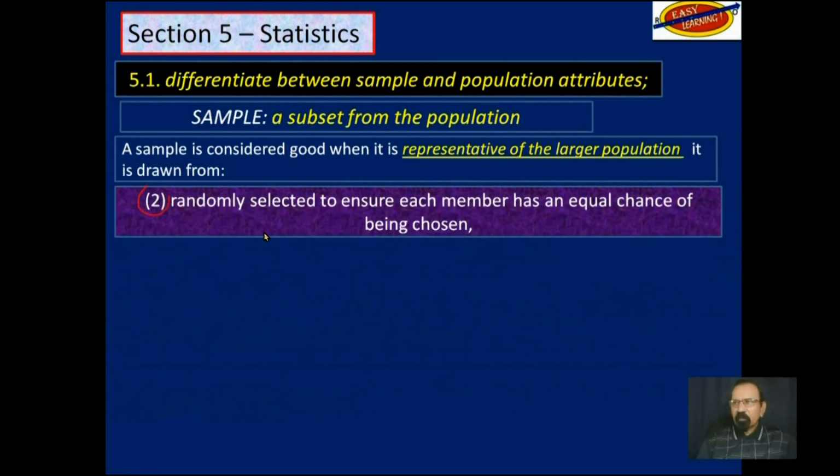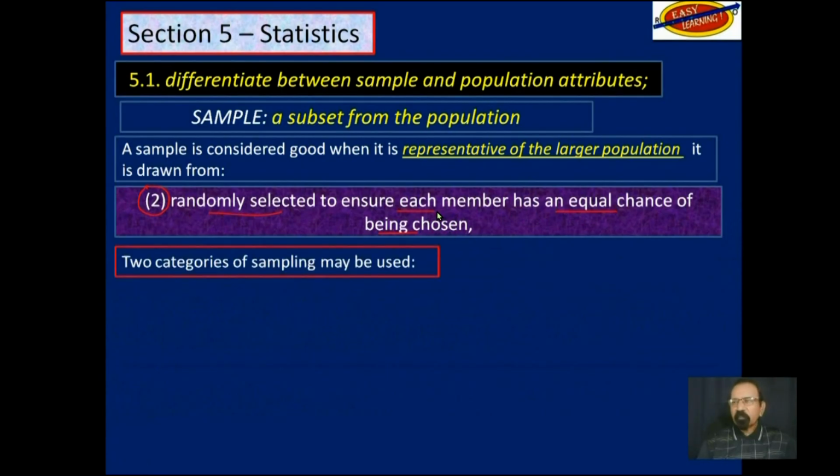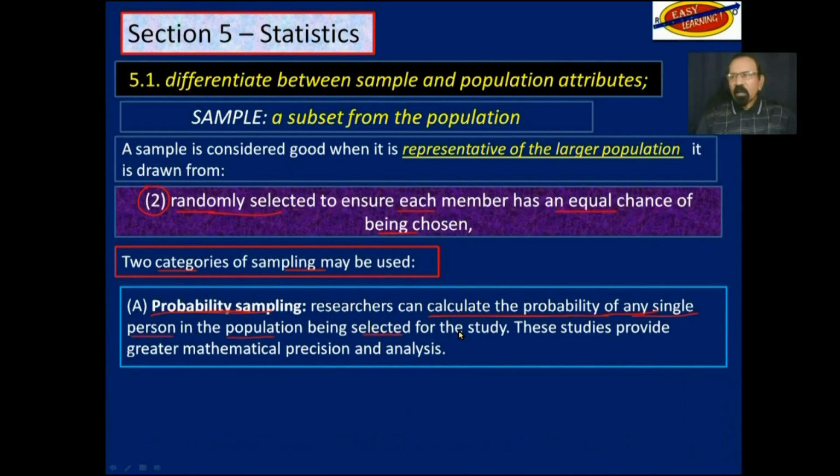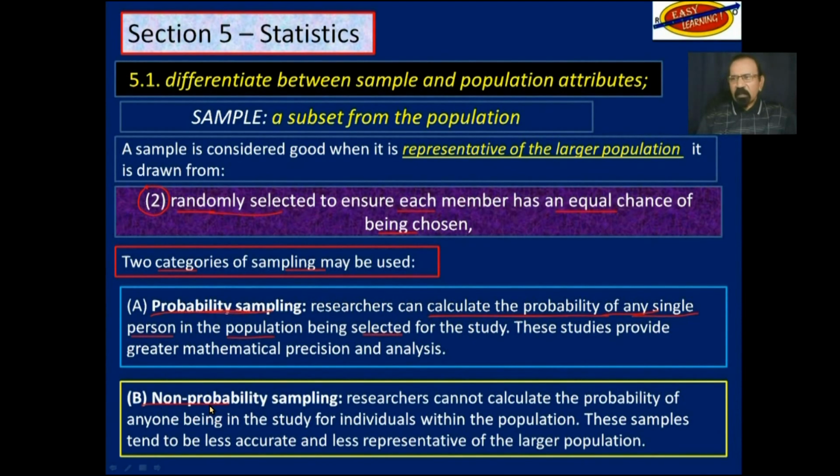Secondly, randomly select to ensure that each member has an equal chance of being chosen. Now, this one is extremely important. Now, there are two categories of sampling that we can use here for random. One is called probability sampling, and in this case, you can actually calculate the probability of any single person in the population being selected. And the other one is non-probability, and that explains itself.